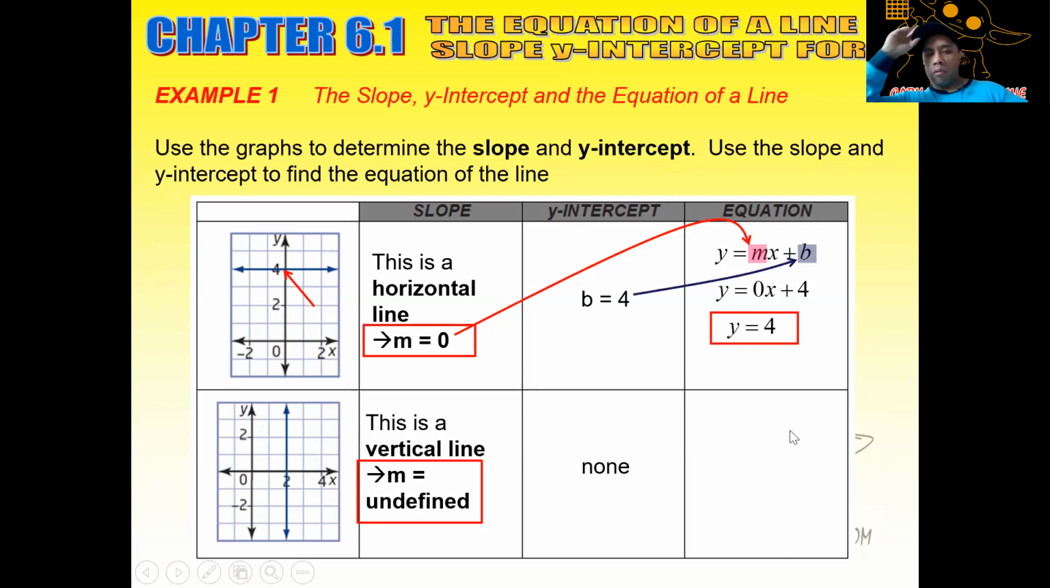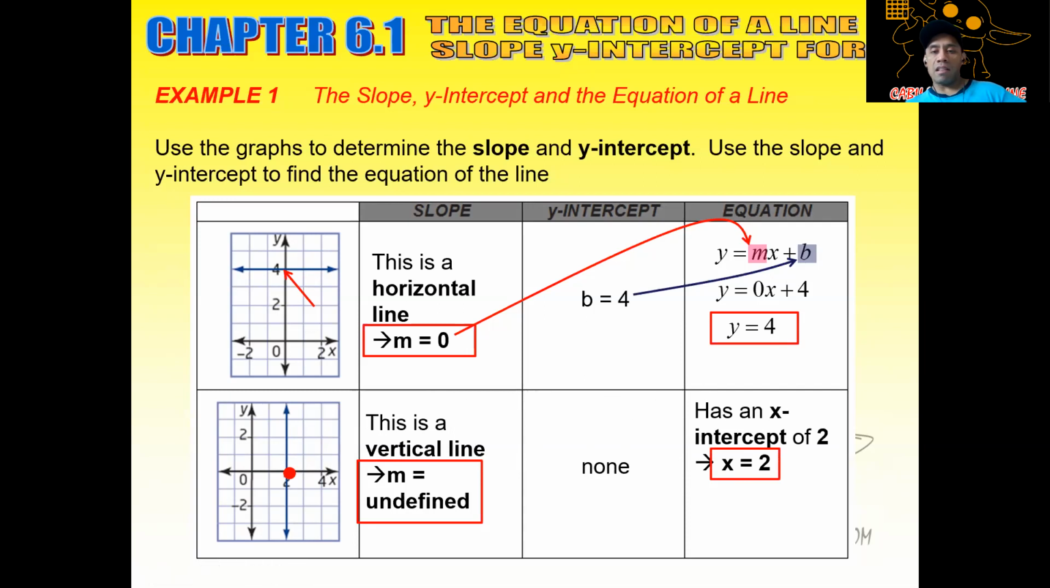Now, as I said before, vertical lines are the oddball of all of them, because remember that vertical lines are the ones with equations that start off with x equals. So we have to remember that when we're coming up with the equation for this. If you want to come up with the equation of a vertical line, you just need to see where it touches the x-axis, which in this case is going to be 2. So the equation of this vertical line is going to be x is equal to 2.